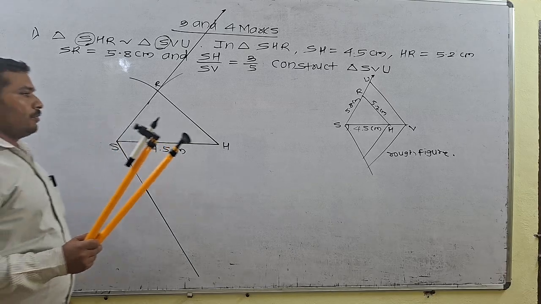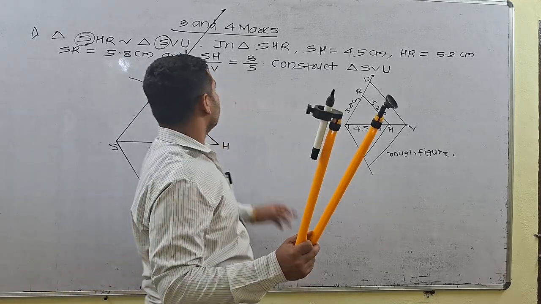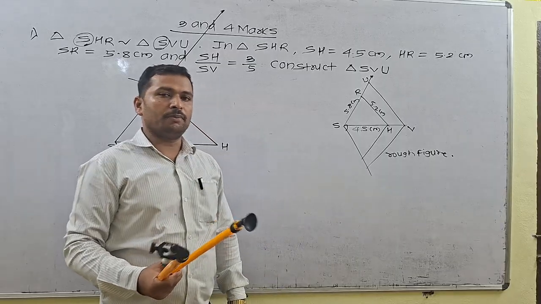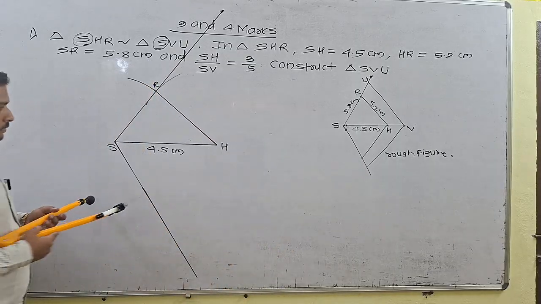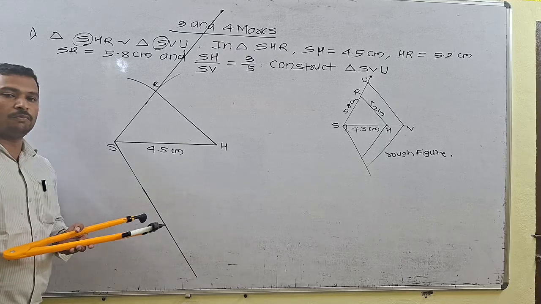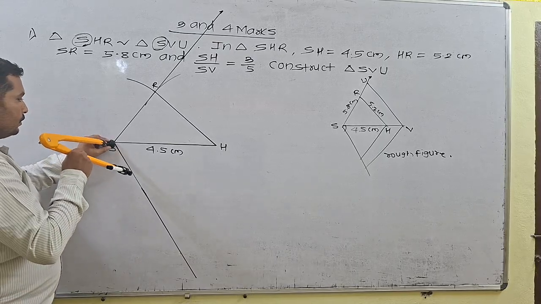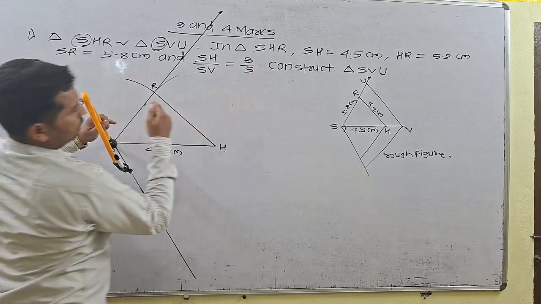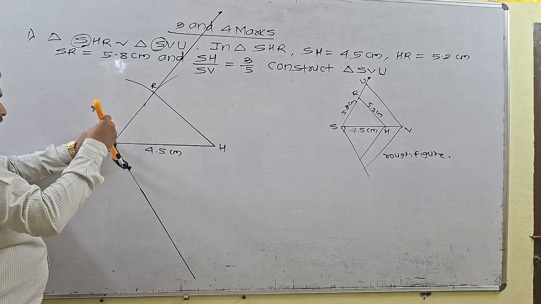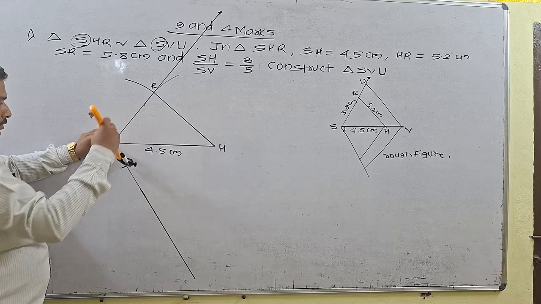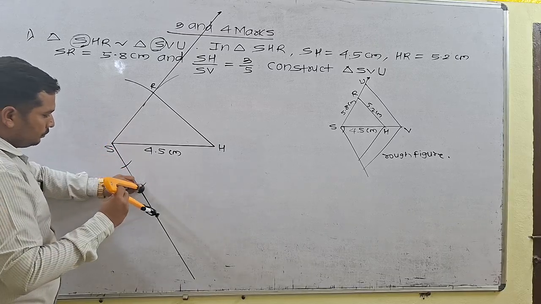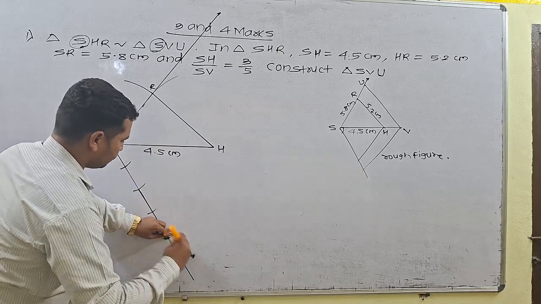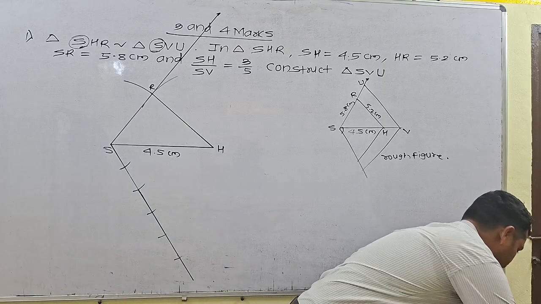Take a distance in your compass approximately, 1.5 to 2 centimeters. Make 5 parts. Write down there: 1, 2, 3, 4, and the last is 5 parts. 1, 2, 3, 4, 5.